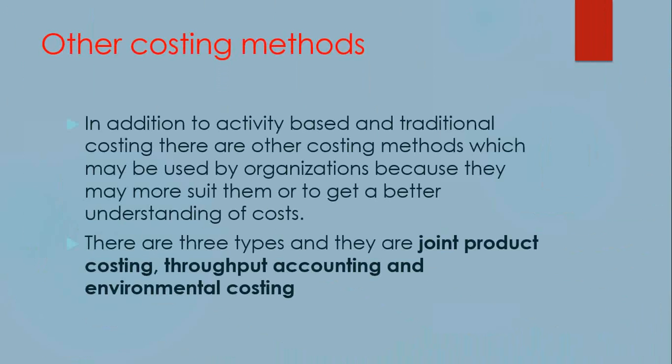Besides activity-based and traditional costing, there are other costing methods used by organizations, because for some organizations, activity-based costing or absorption costing may not suit them. Because of that, there are types of costing which we call joint product costing, throughput accounting and environmental costing. So 3 new methods. Today hopefully we will look at joint product costing. What is joint product costing? Let's look at this one today.